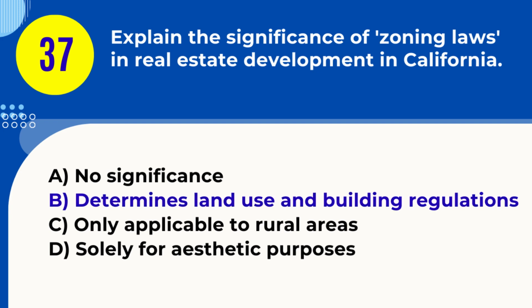Answer. B. Determines land use and building regulations. Explanation. Zoning laws in California are significant as they determine land use and building regulations. They dictate what types of structures can be built and their intended uses, impacting real estate development decisions.